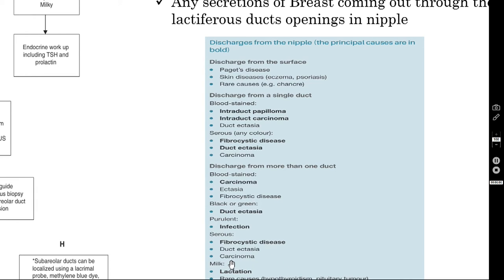If it is milk discharge from many ducts, the normal cause is lactation. Some rare causes you also have to think of, like hypothyroidism or pituitary tumor, adenoma, prolactinoma. These are the various causes for nipple discharge. This you must know.